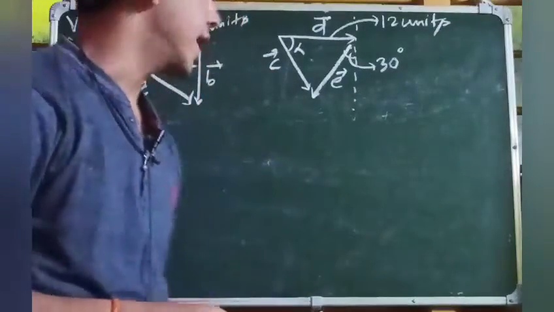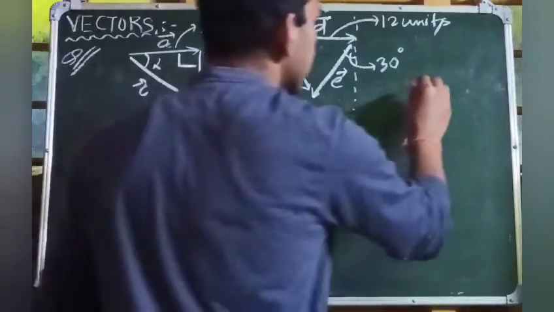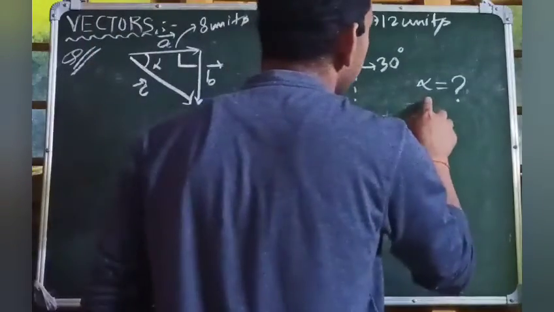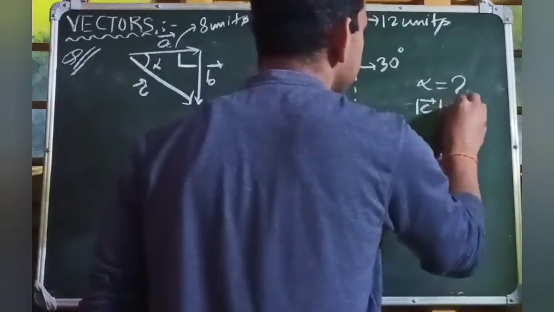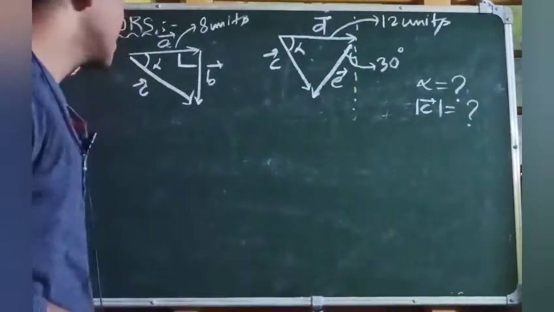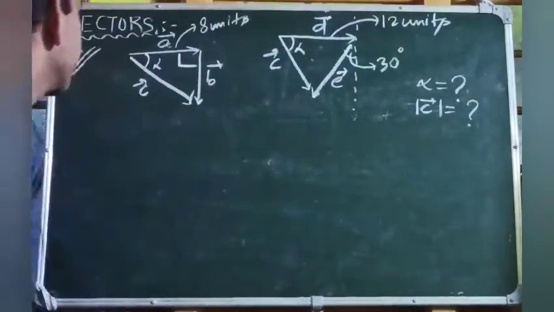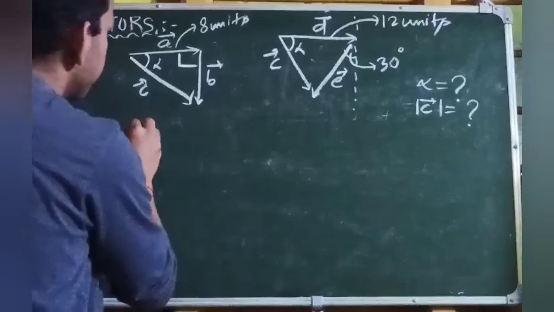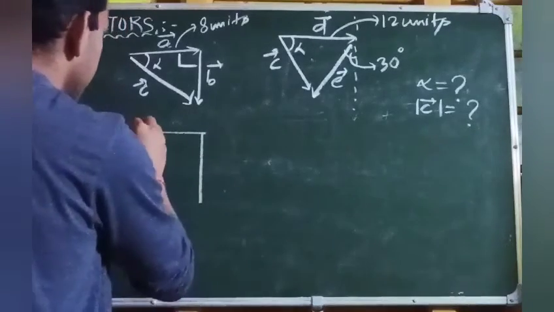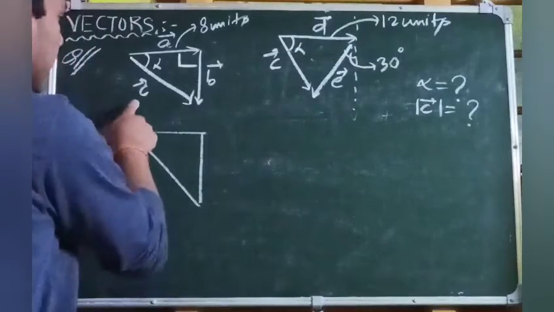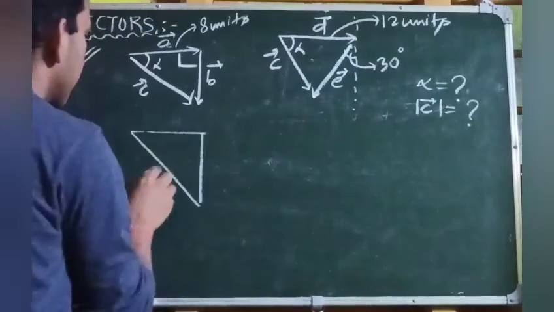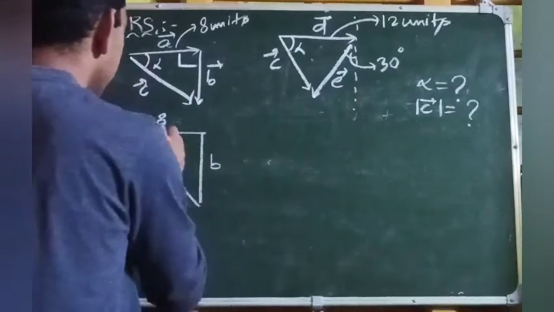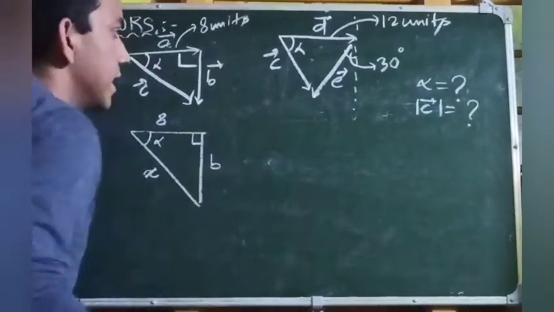Now we are required to find the angle alpha, that is the angle between a vector and c vector, and also the magnitude of c vector. These are the two questions asked in this single question. So let's draw another figure of this diagram. Let the magnitude of c vector be x. This length is 8, and this is B, and this is alpha, and this is 90 degree.